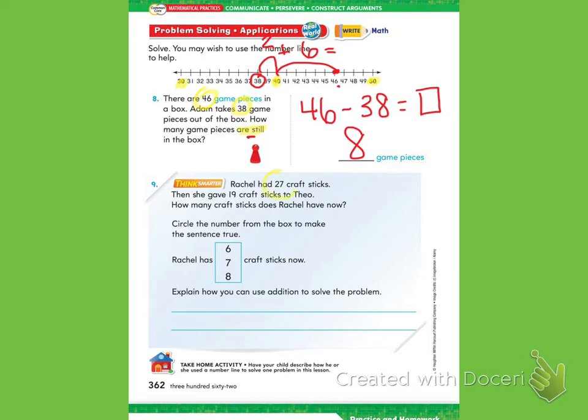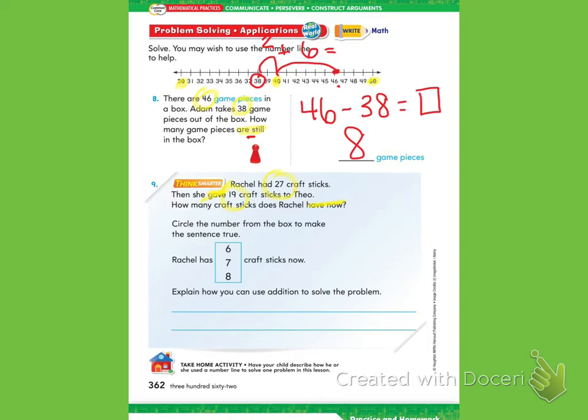Rachel had 27 craft sticks. Then she gave 19 sticks to Theo. How many craft sticks does Rachel have now? I bet some of you caught that. You were like, wait, that's subtraction. She also gave some away. So in order to find the number that's correct in the box, I still have to set up a problem.